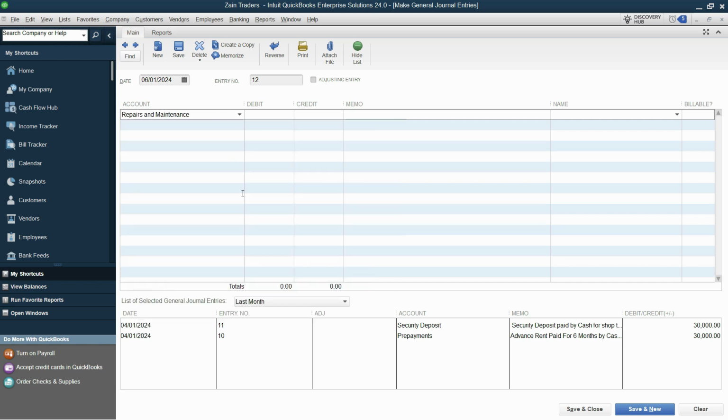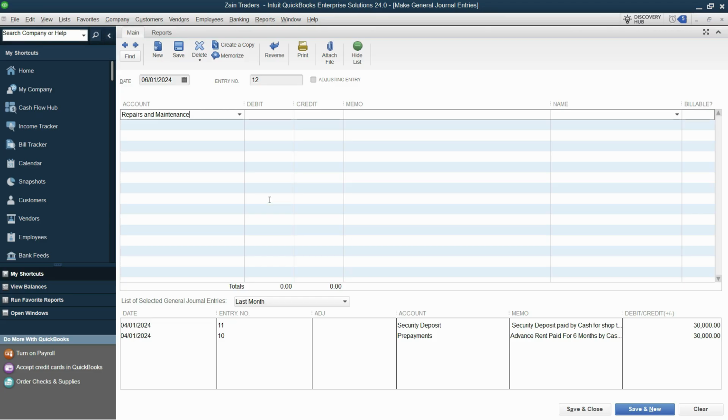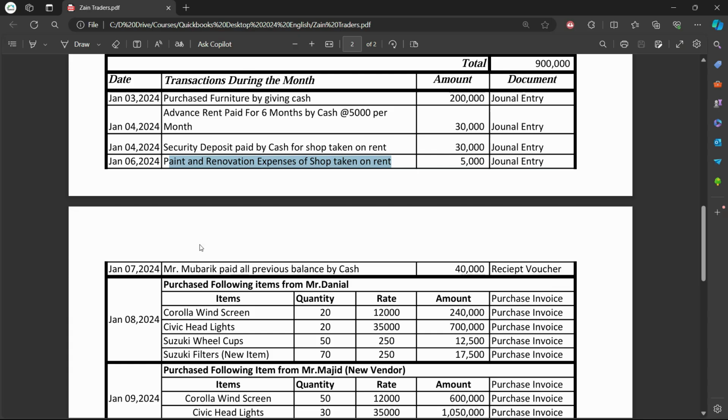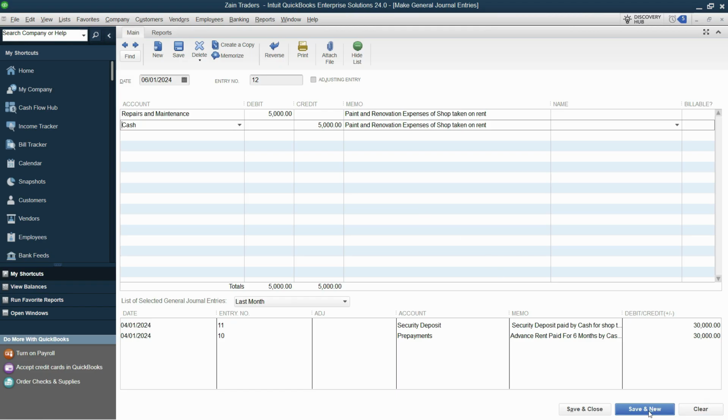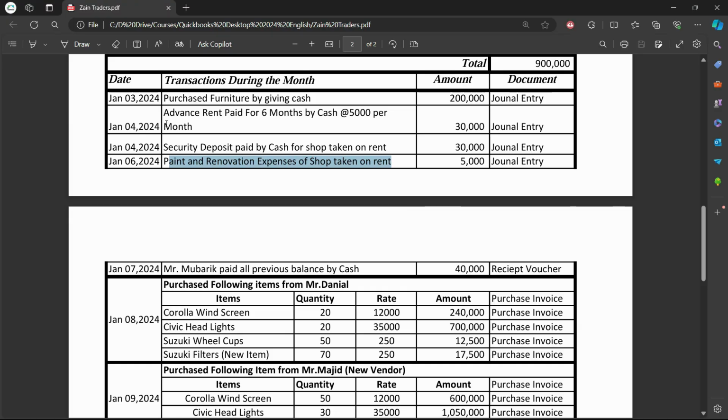Now remember, you don't need to create a separate account for every single expense or every single asset. If it can be categorized in a major category, then you can put it in that. So debit this. Now let's copy and paste the description here. Press tab, cash. So this is also done. Let's save and new. And we have entered all of our non-trading activities up till this point.